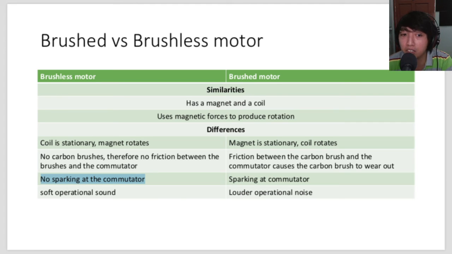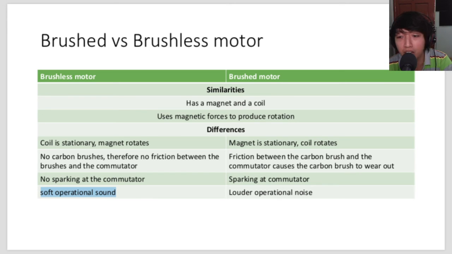No sparking at the commutator because the circuit never actually stops. And a brush motor has a louder operational noise, whereas a brushless motor has a softer operational sound.